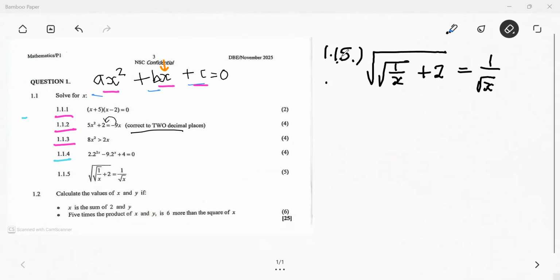You've got this big surd, the square root symbol is called the surd. It kind of makes things inconvenient. So the very first thing you want to do here is square both sides. Why would I want to square both sides? If I square both sides, I get rid of the big square root.